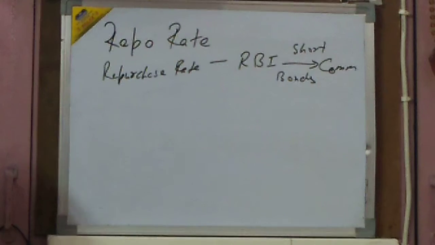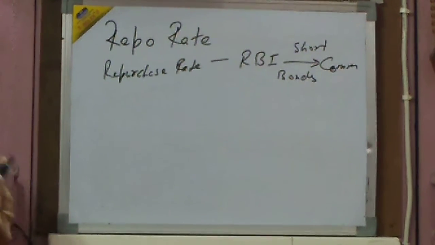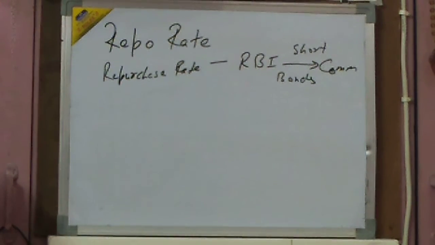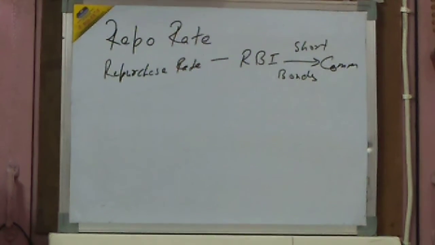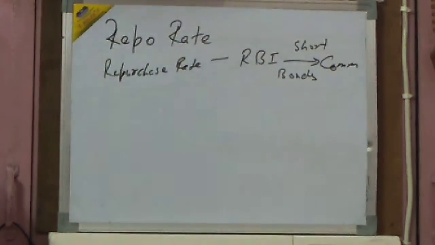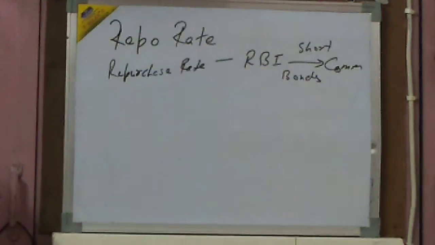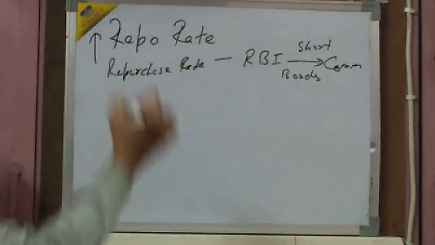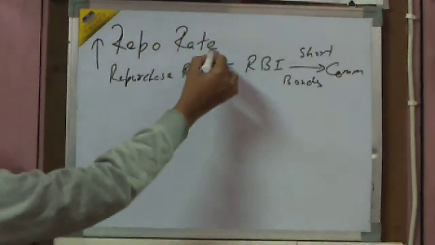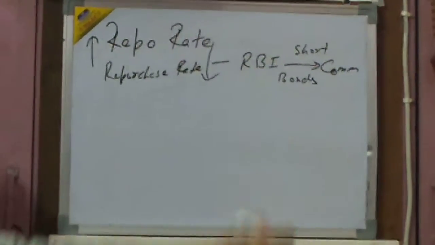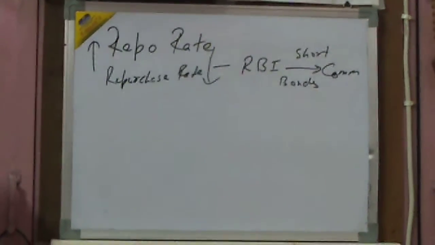As a security, the commercial bank has to give bonds. This is known as repo rate. If RBI wants that banks take less money, then what will RBI do? RBI increases the repo rate. When RBI wants that banks give more credit, then RBI decreases the repo rate. So this is repo rate, children.